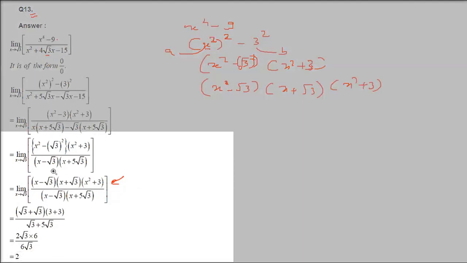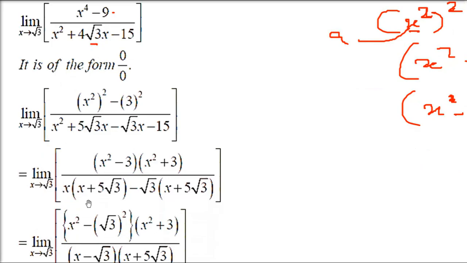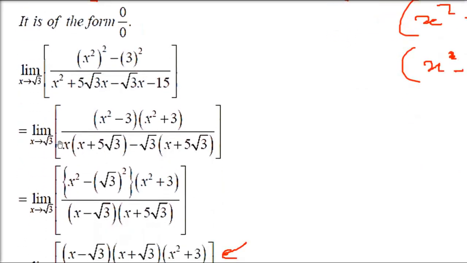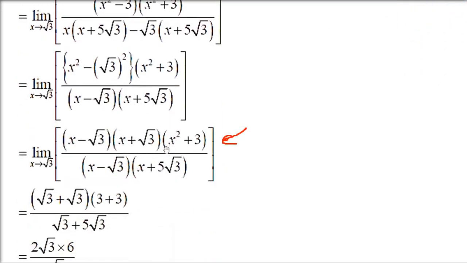And what is x square plus 4 root 3x minus 15? 15 is 5 times 3. So 5 root 3 into root 3, you can use 5 root 3 and root 3. So you have x square plus 5 root 3x minus root 3x minus 15. So take x common, x plus 5 root 3 will come, take minus root 3, x plus 5 root 3 will come. So x minus root 3 into x plus 5 root 3 will be the factors. So now, as I said, x minus root 3 has to be a factor of the numerator and denominator. Now cancel it, and I just put x as root 3 after cancelling these two.